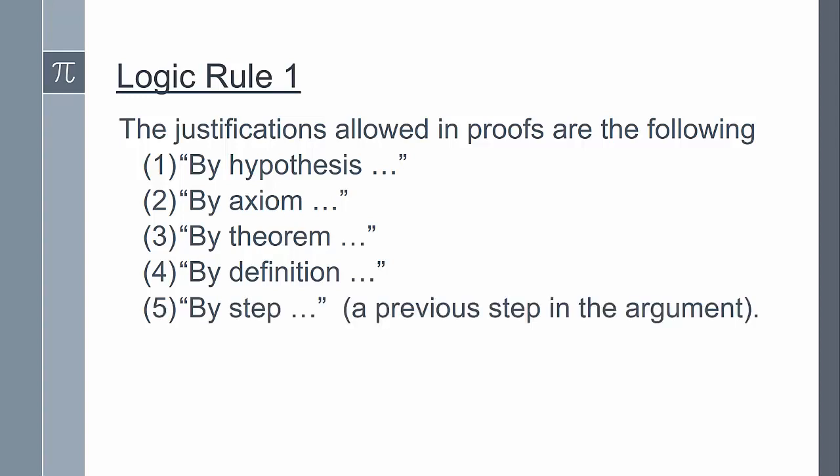If we have a step in a proof that's already been proven, then we can use that previous step in our argument. So say by step 2 or by step 3, and you recall back to a previous line in the proof. And then we're going to have a total of 11 logic rules in this section. So we could say by some rule of logic. You should be able to justify each statement in your proof.